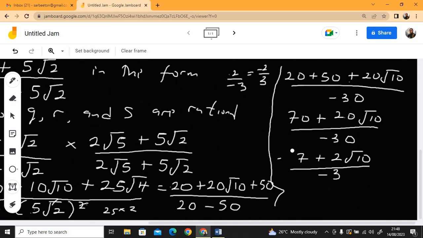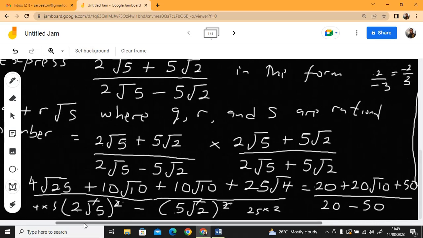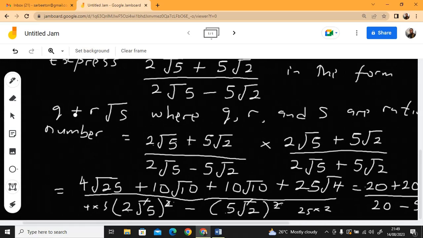This minus will now multiply everything that is here. So what we have now is minus 7 minus 2 root 10, everything all over 3. Now we are not done, so let's move on. Look at the question they gave us. You can see that the equation can be minus, can be plus, no problem.